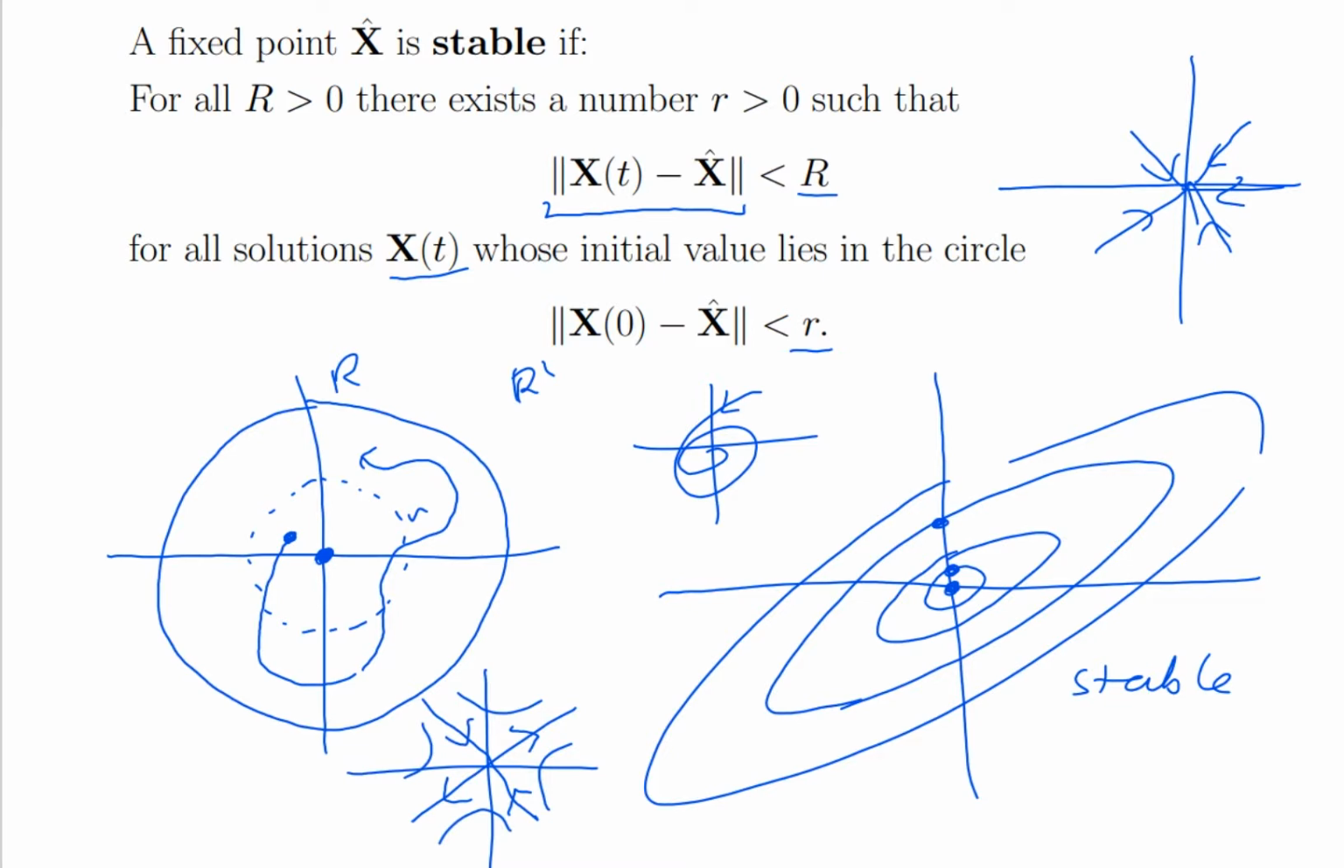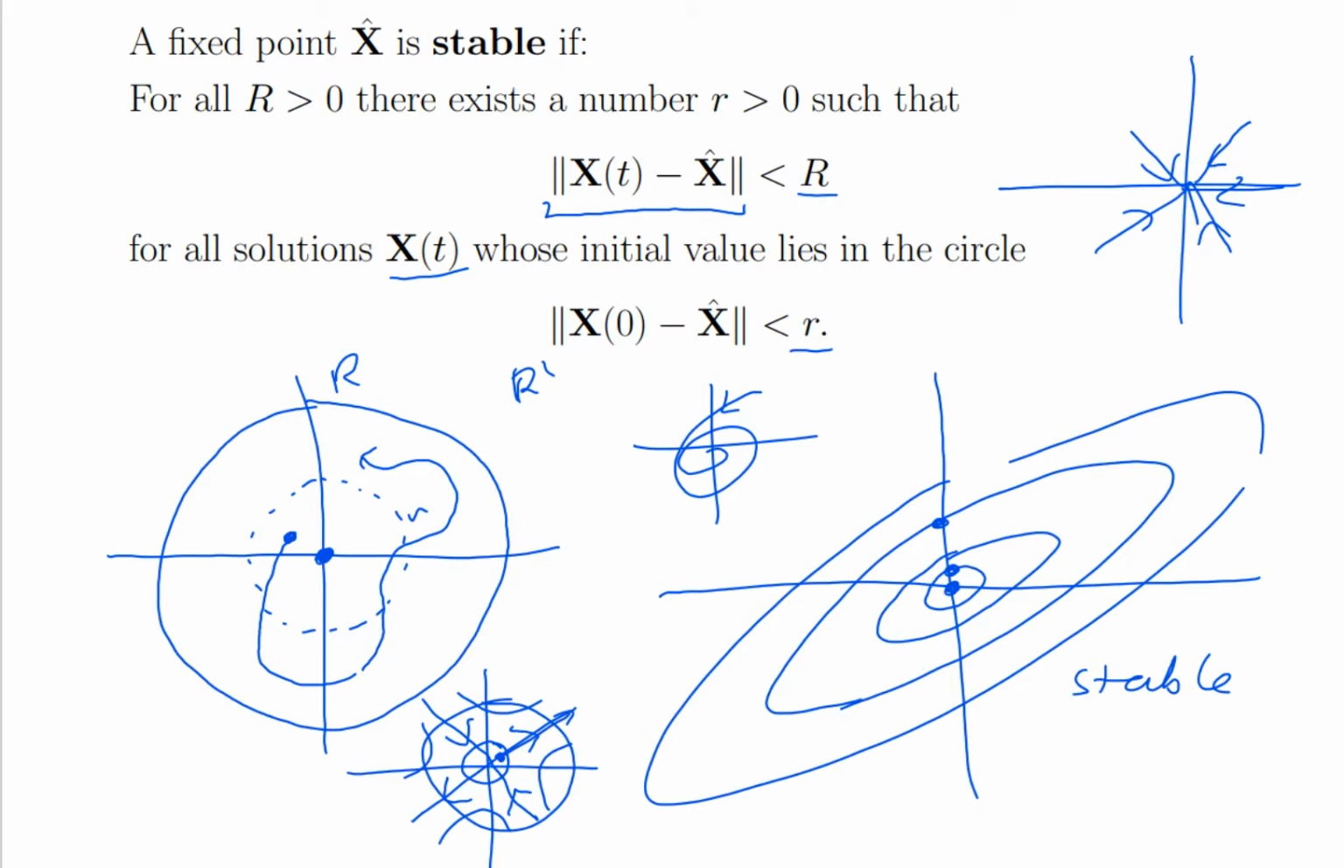This one is unstable. How does that work? To be stable, it would have to be the case that for all big R, so pick a big R, can I find a little r such that all initial conditions starting in the little circle would stay in the big circle forever? No, because no matter how small I make that little circle, I can always find one point that will move outside the big circle.